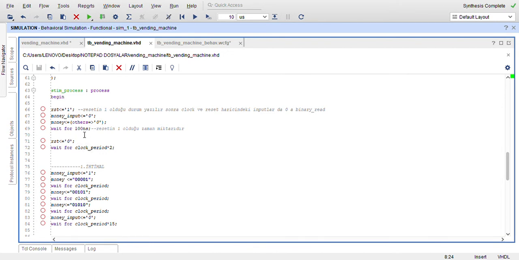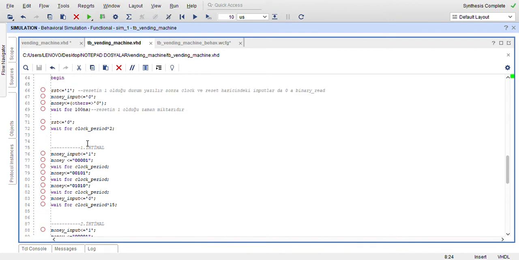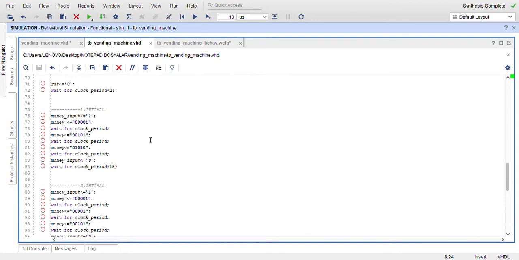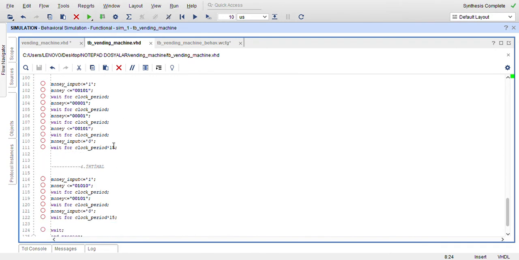These are up to you. I gave 100 nanoseconds and clock period multiplied by 2, but you can give whatever you want. The only important thing is that your code can work with these values. Then we move on to our last situation, giving possibilities. We have 4 possibilities.